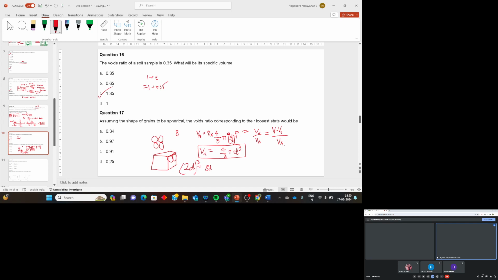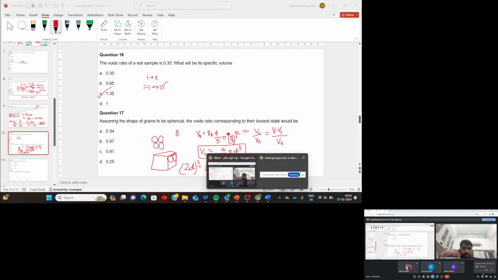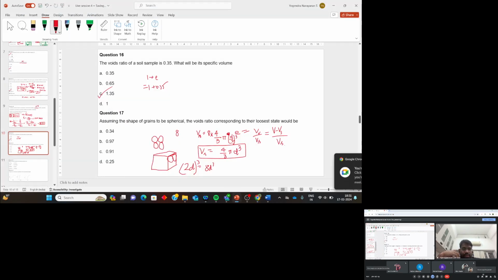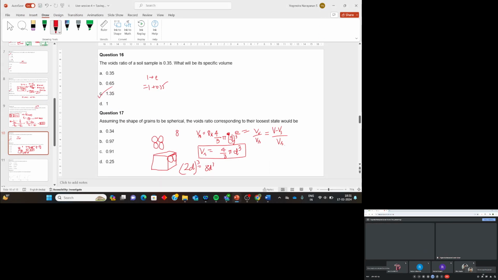So what will be the volume now of the cube? It will be 8D cube. And the sphere is 32 by 3 pi D cube. Now you can substitute these values here to get the voids ratio. You have 8D cube minus 4 by 3 pi D cube, divided by 4 by 3 pi D cube. You will be getting 0.91.